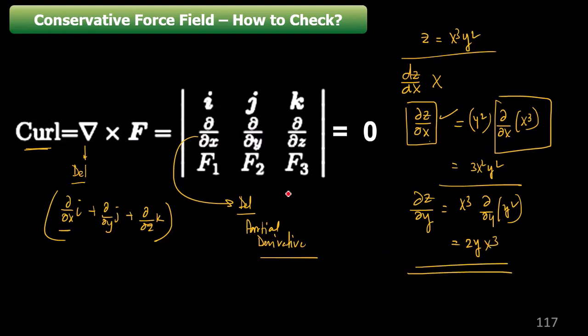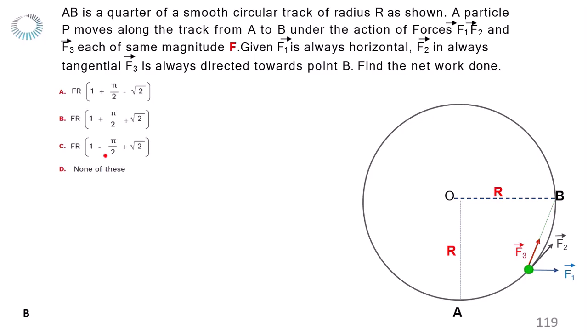So this is the partial derivative operator. You have to do this determinant calculation and check whether this value comes to 0 or not. If that value comes to 0, then the force is conservative. If it is a non-zero number, then it is non-conservative. So this is how we have to check it.